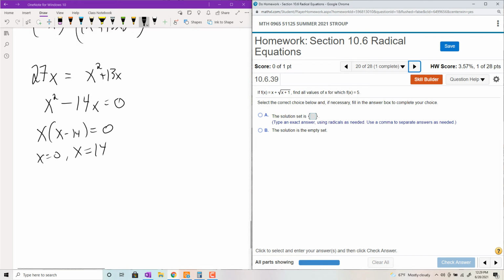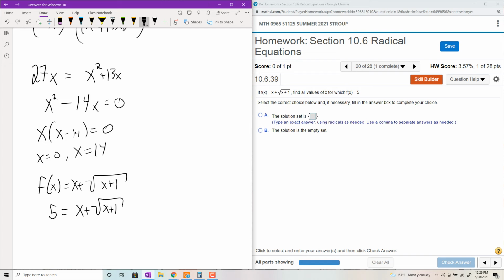Find all values of x for which f of x equals 5. So this is just plug and chug. So they give you f of x is x plus square root x plus 1. But all they want you to do is let f of x equal 5. And then solve that. Okay, so I'm going to isolate the radical. Square both sides. I have the FOIL on the left. Set it equal to 0.